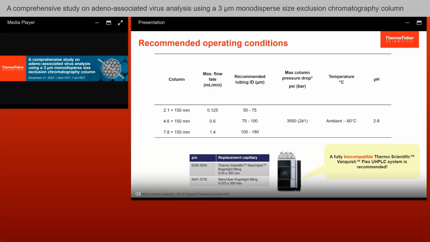So if you have a thin column like 2.1 millimeter, we recommend 75 micron nanoViper tubing so that you can minimize the extra system volume. We also have the nanoViper and nanoViper finger tight fitting part numbers listed here, so if you're interested, feel free to order. And we'll also show some data to help prove that the extra tubing volume actually matters a lot in your separation.